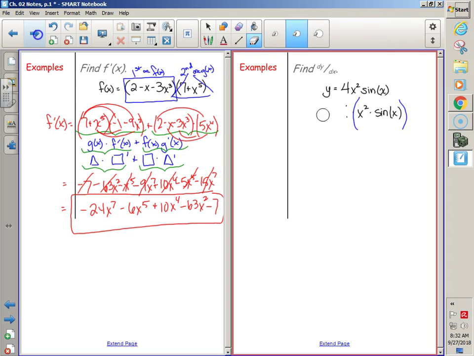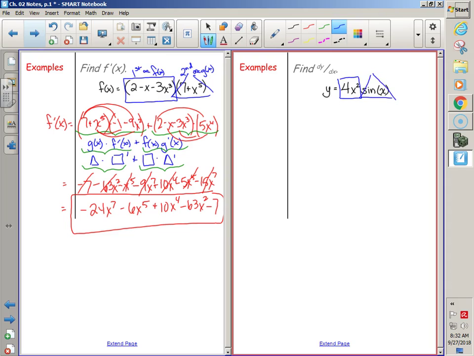You know what's easier? Stick the 4 with somebody. That way he'll be dealt with in the rule. 4x squared, that's okay. I can take the derivative of that. That's no big deal. Sine of x, that's okay. I can take the derivative of that. No big deal. That's how I would do my first d second. Sorry, no. My first, second.